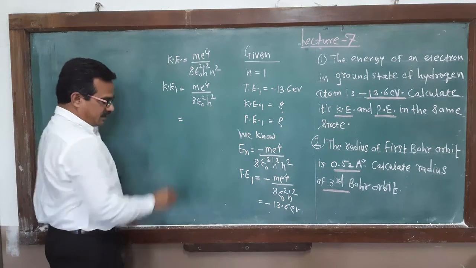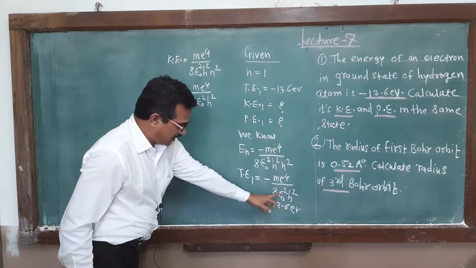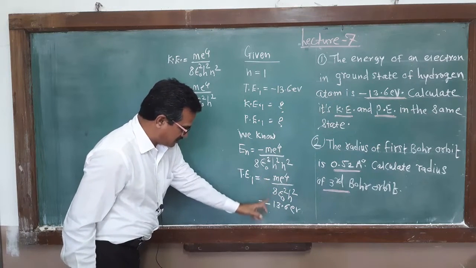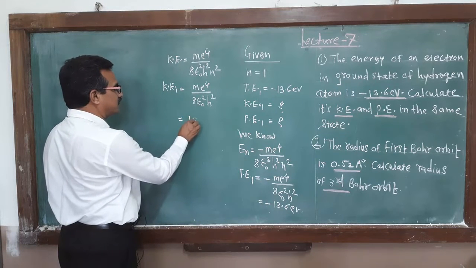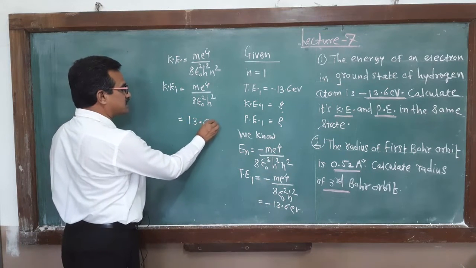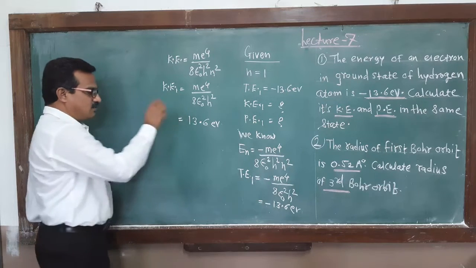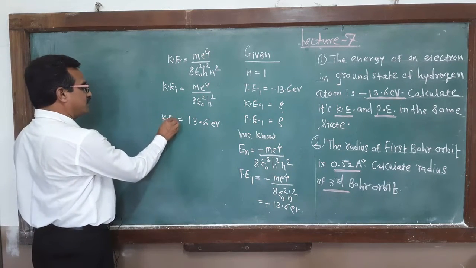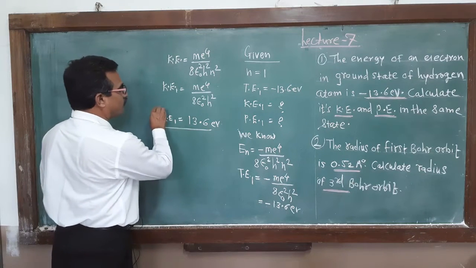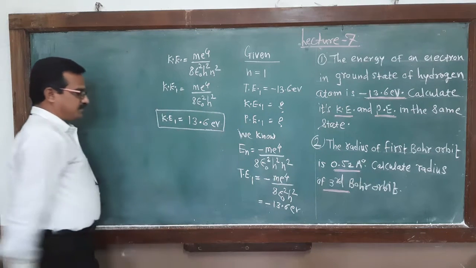Therefore, m e raised to 4 divided by 8 epsilon 0 square h square, here is a negative sign, remove this, kinetic energy must be equal to 13.6 electron volt. This is the value of the kinetic energy. Means this is actually the first point which is to be found out.